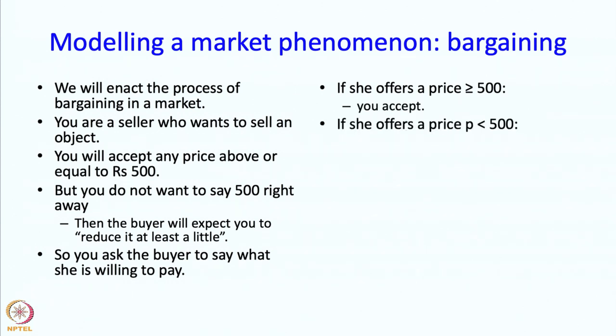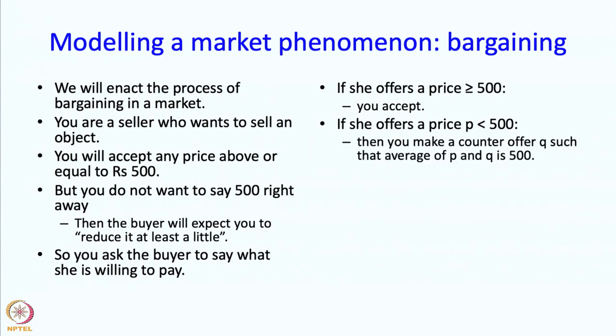But if the buyer offers a price smaller than 500, some price P, then what should you say? Well, let us say that your strategy is to make a counter offer Q such that the average of P and Q is 500. So once you do that, the buyer can accept it or maybe make another offer, and this can go on.